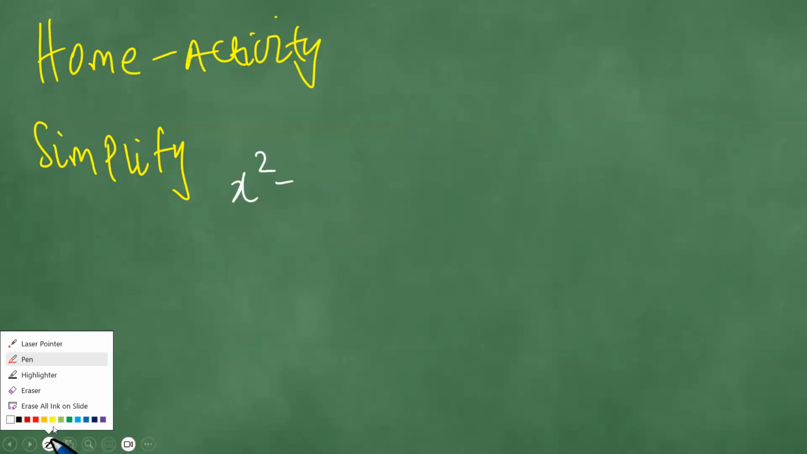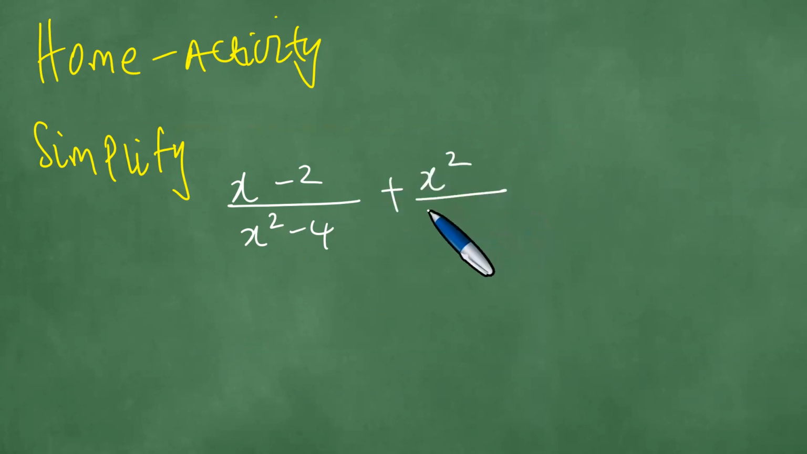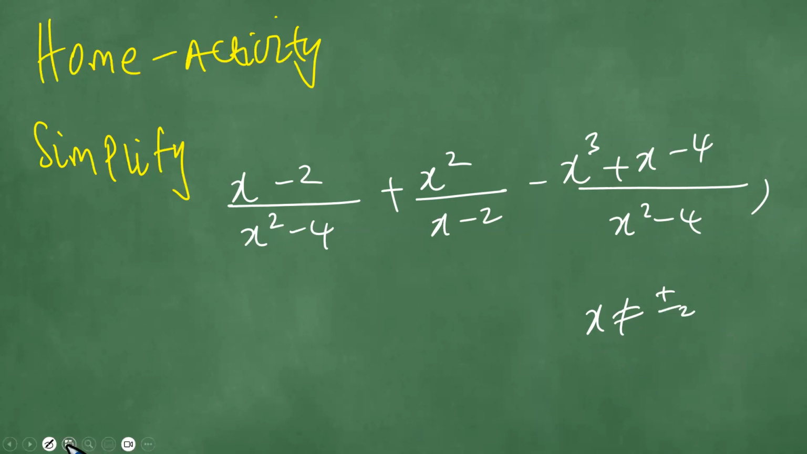x minus 2 divided by x squared minus 4, x squared divided by that, minus x cubed plus x minus 4, you divide by x squared minus 4. x is not plus or minus 2. Okay, you'll try this one. I'm going to send the video to your mom, and then we're going to continue.